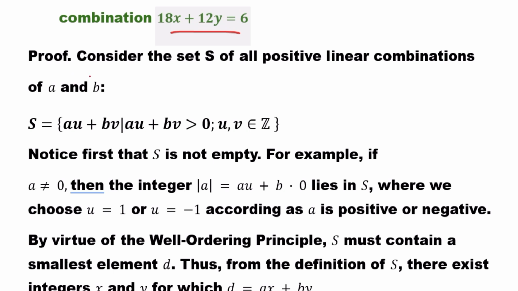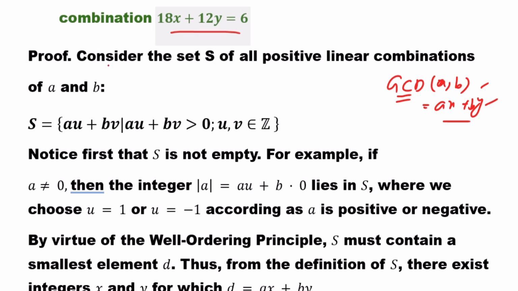So firstly, we will show the existence of this form, that the GCD of integers a and b is equal to ax plus by. Then we will show the GCD is the smallest one that can be expressed as ax plus by. So we will prove this theorem in two steps.